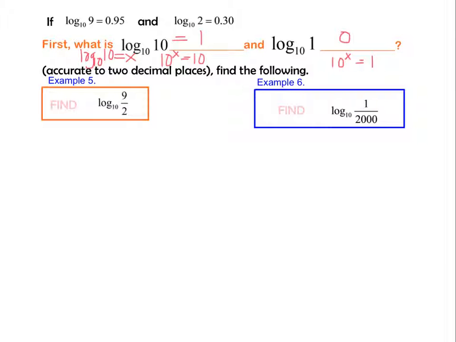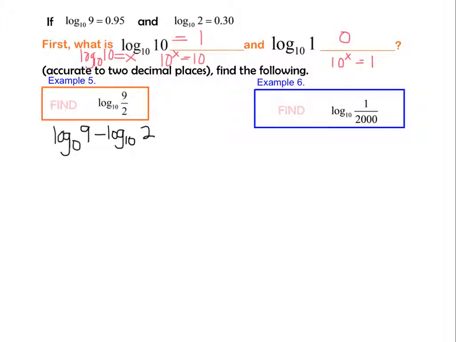Okay, example 5. Find log base 10 of 9 halves. What I'm going to do is try to break this down into one of these 4 definitions that we have. Because I don't know what log base 10 of 9 halves is, but I know what log base 10 of 9 is and log base 10 of 2 is. Well, I know that division is the same as subtraction. So this is just log base 10 of 9 minus log base 10 of 2.